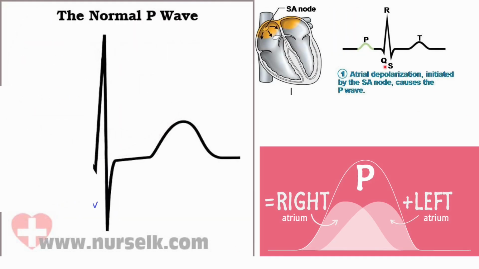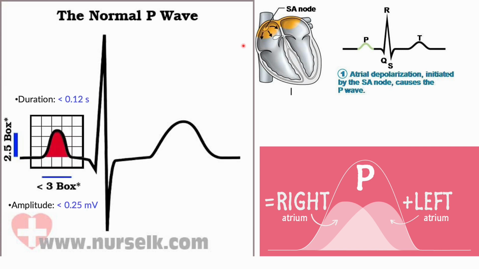The normal P wave, guys, representing atrial depolarization, means that the SA node is pacing the heart. Without the SA node, we don't have a P wave. The normal P wave duration should not exceed 0.12 seconds, which would be 3 small boxes. And the normal P wave amplitude, representing depolarization of the right and left atrium together, should not exceed 2.5 small squares, which is 0.25 millivolts.